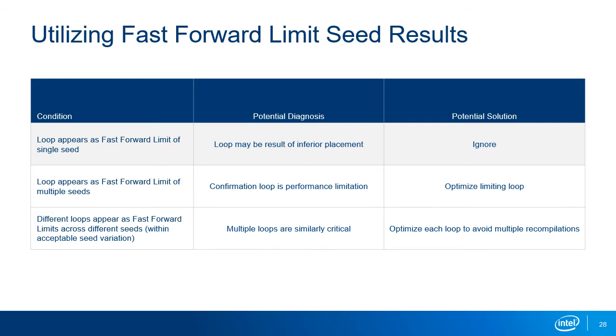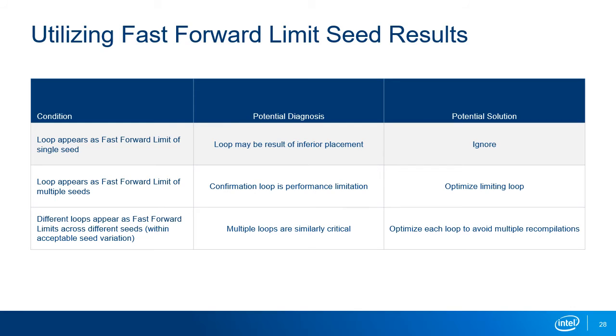Let's say after running 5 seeds, a loop shows up as a fast-forward limit in only one of them. This could be an indication that the loop fast-forward limit is only a result of a particularly poor placement. Thus, you can choose to ignore the loop at this point. Of course, if you decide to spend time optimizing a loop, it may help things further, but again, that work may not be necessary.